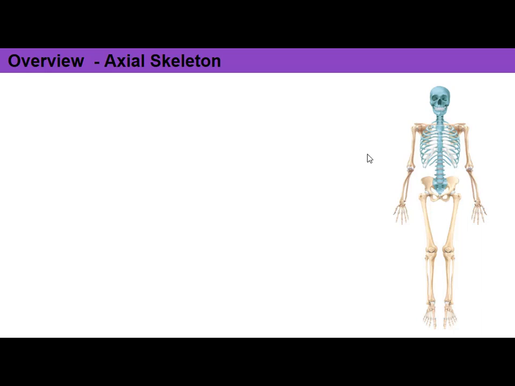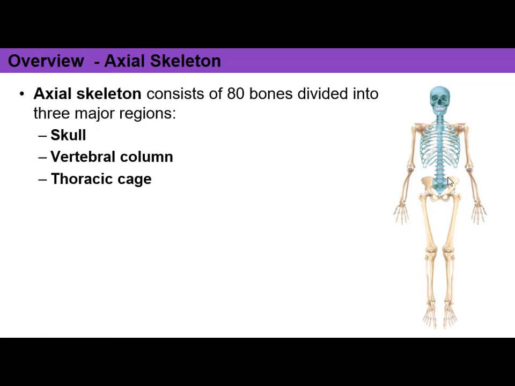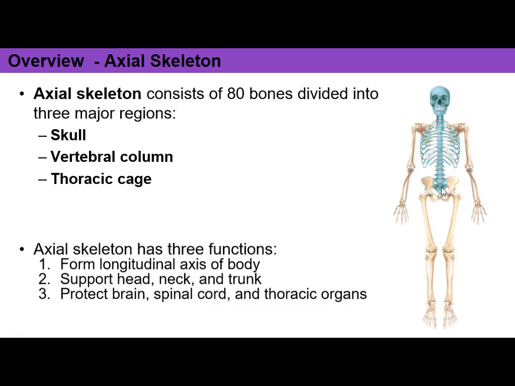So first off, the overview of the axial. So we're looking at what we have highlighted here in blue. Again, think midline. So you have your skull, you have your vertebral column, you have your thoracic cage. Even though it's only that, there are 80 bones. We're going to see all the different bones that make up the face, plus all of our ribs, plus all of your vertebra. Lots and lots of bones that make up that particular category.